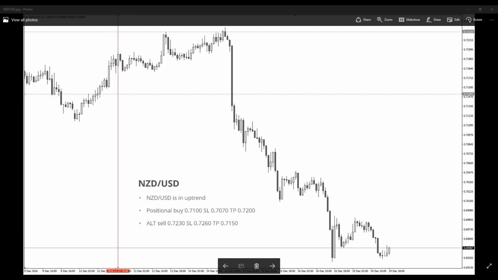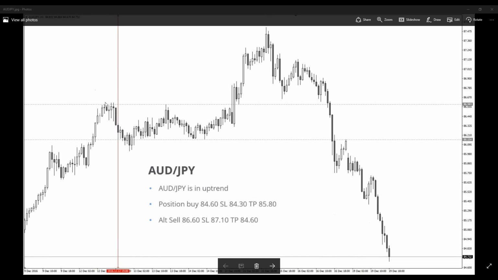Australian dollar yen, see here, guys, it's actually another successful trade. We had a sell initiated around this spot here, around 86.80, and bang, it went down 45 pips of potential profit. Let's say 40 pips.